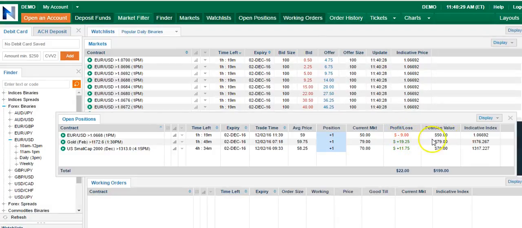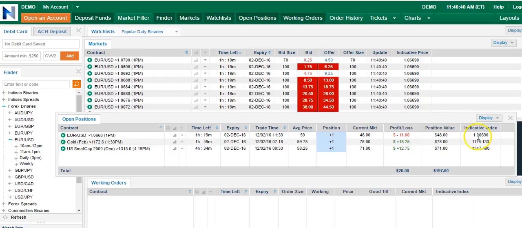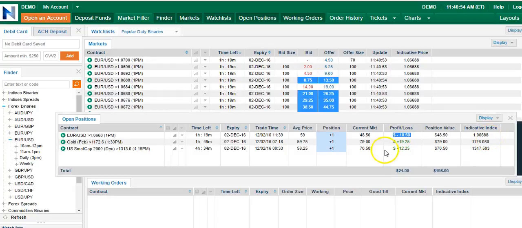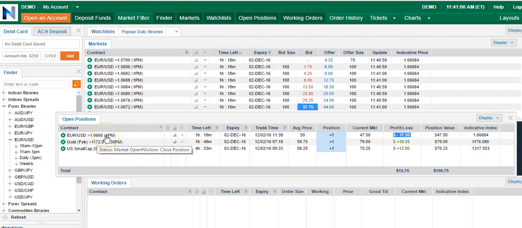It bounces around, and this is the position value of the actual contract. So if I sold out, that's how much I would get, the $49.50 minus commissions. And then the last thing here is the indicative. So this is the actual price of the contract. So it's at 106.68.4. So if it closed right at this second, I would actually win the trade, even though it shows that I'm down $11, because it would close above the 106.68.